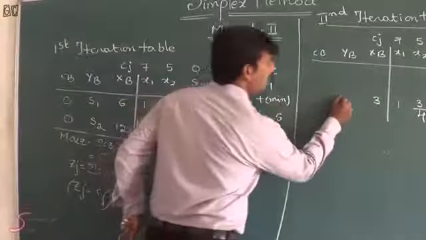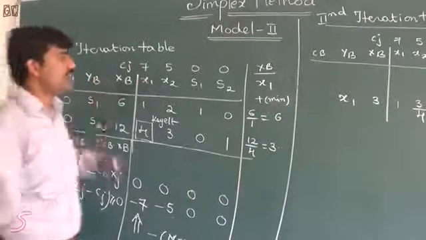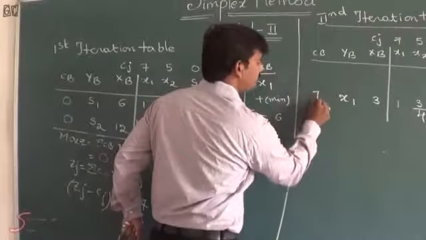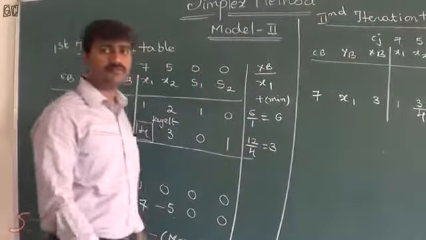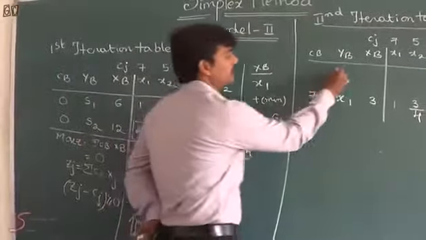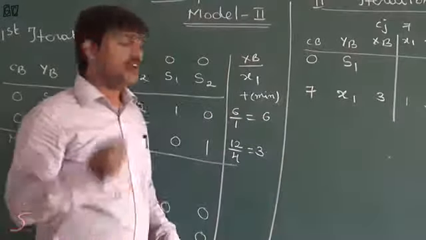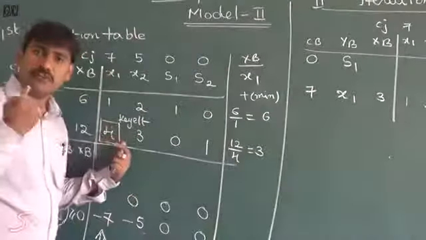That is x1 will be here and s2 will be the outgoing vector. The cost of x1 is 7 here. No problem whatsoever. And there is no change for s1 as usual. That is s1, the cost will be 0 here. After that, we have to make the key element to unity by dividing itself.